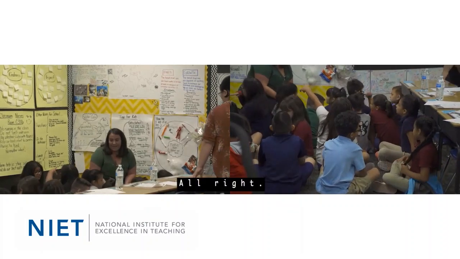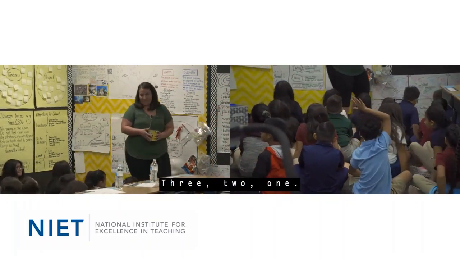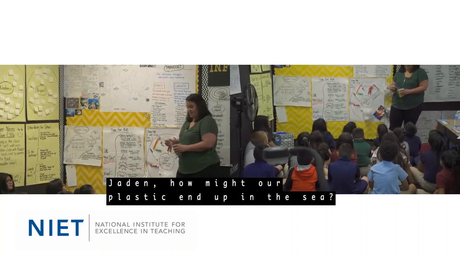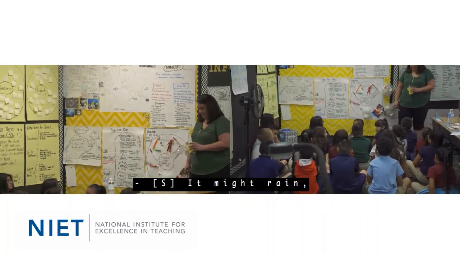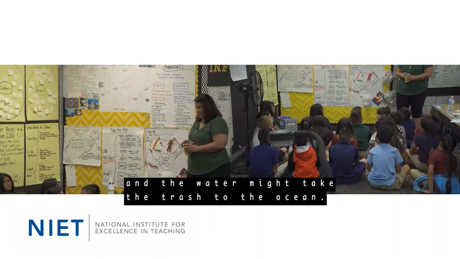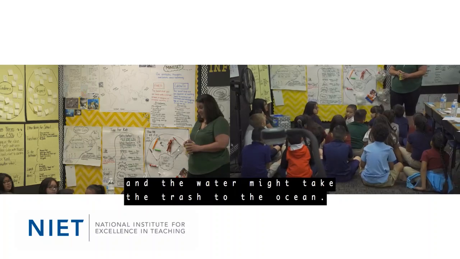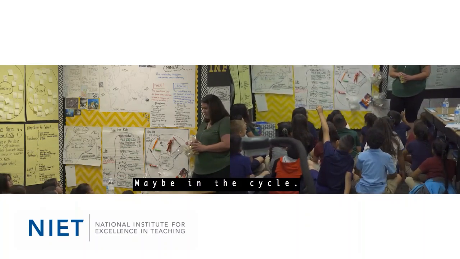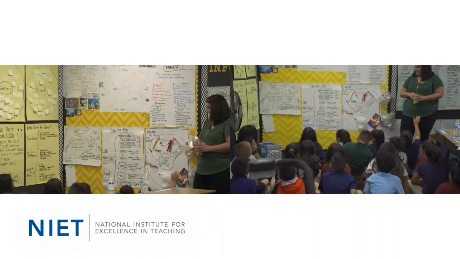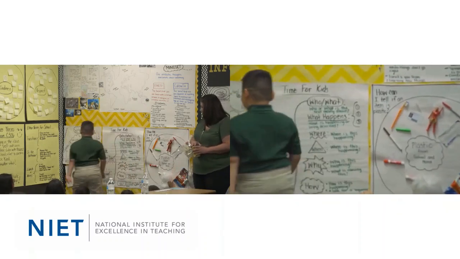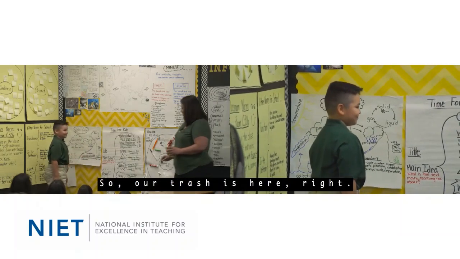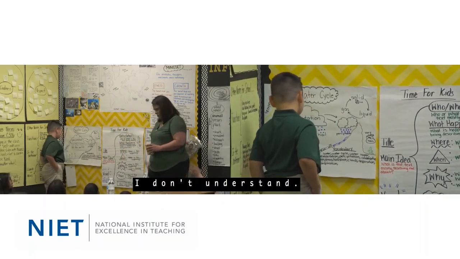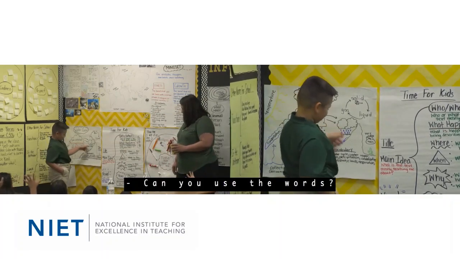Very nice. All right, 3, 2, 1. Let's see. Jaden, how might our plastic end up in the sea? The trash to the ocean. How would that happen? Can you come up here and show us how it would happen, maybe in the cycle? How would our trash get to that ocean? Oh, so our trash is here, right? Mm-hmm. And how does the water cycle move our trash to the ocean? I don't understand. Can you use the words?